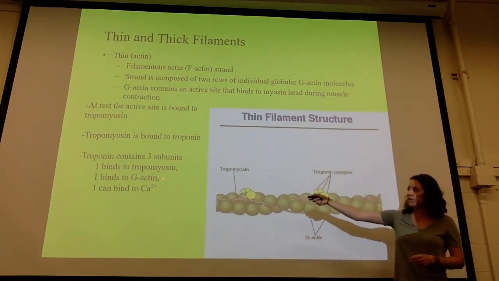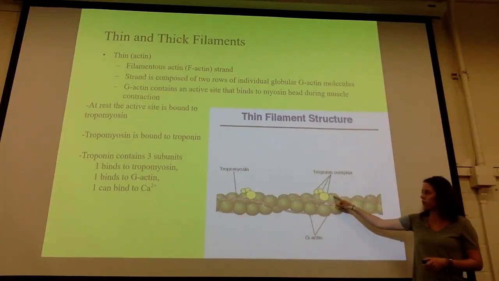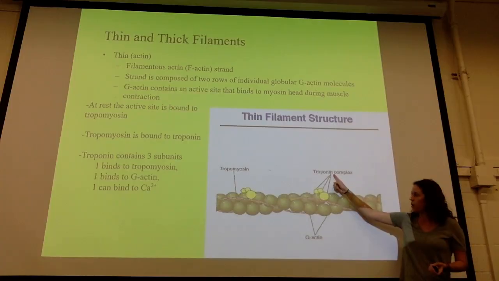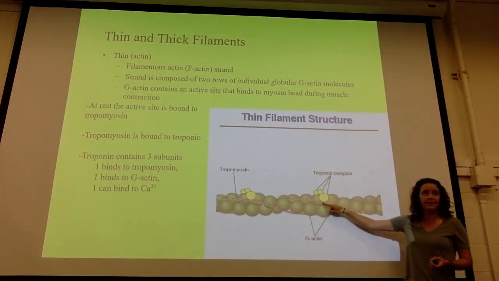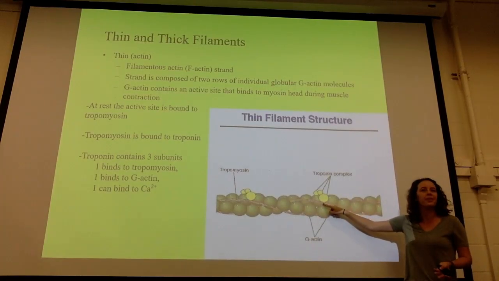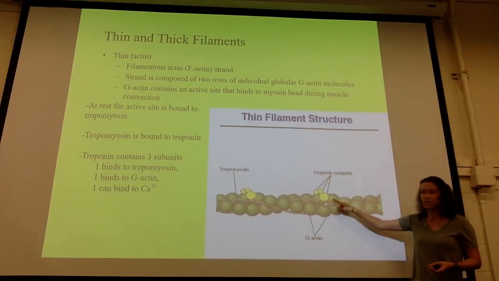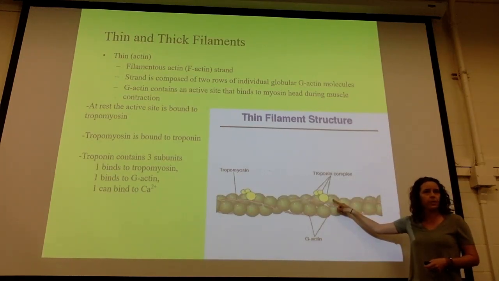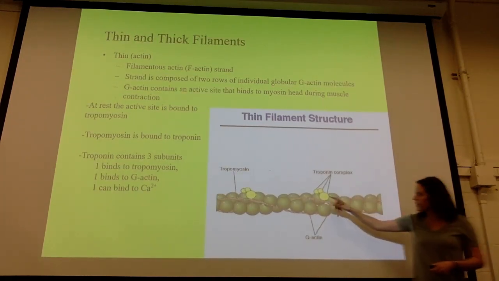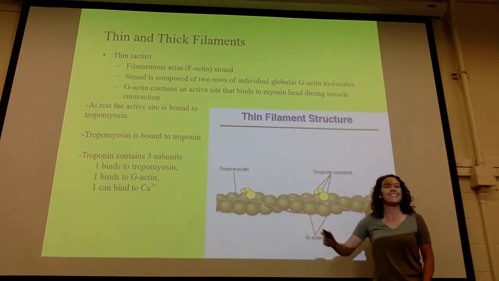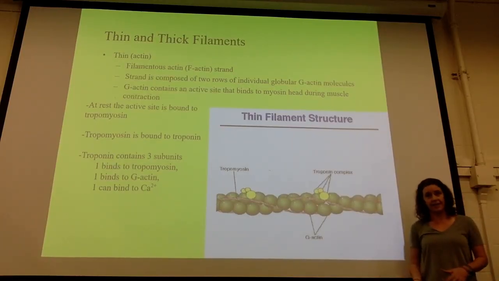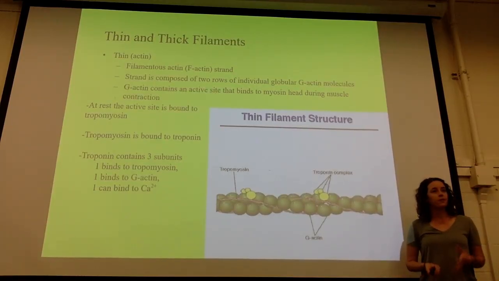The other one binds to G-actin, the green balls. This also makes sense because troponin holds tropomyosin in place. Well, it has to attach to something on the other side, so it attaches to the G-actin. That's how it keeps it in place. The third subunit binds to calcium. This is something we haven't talked about yet, and we'll talk about a lot today. Calcium plays a very important role in muscle contraction.